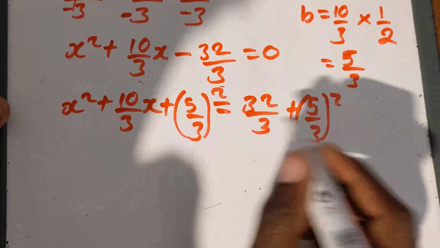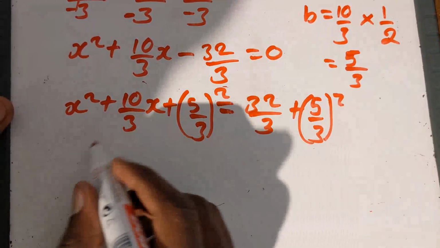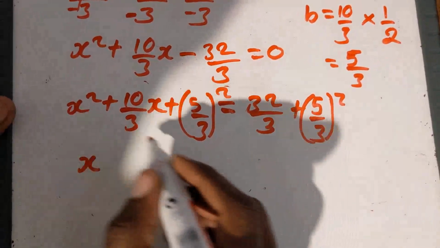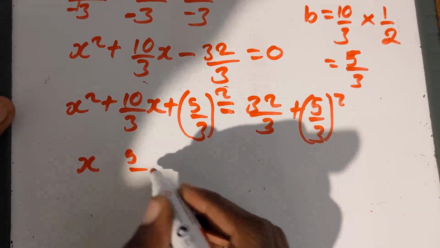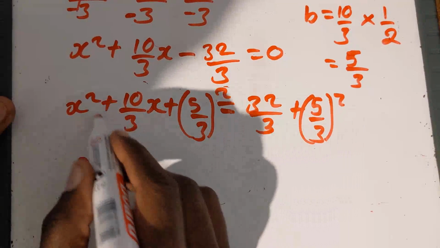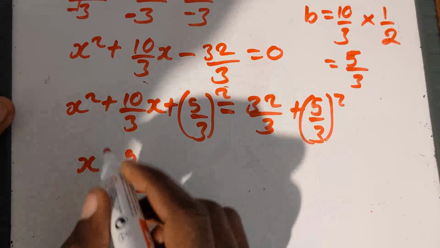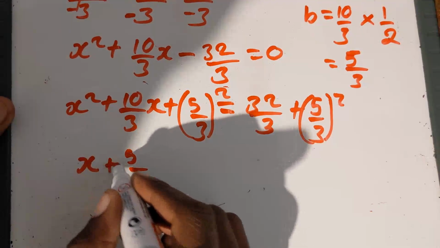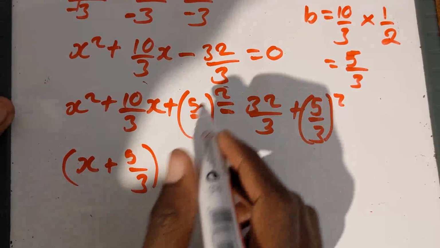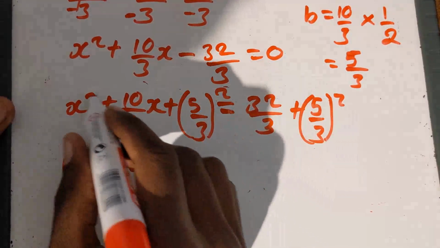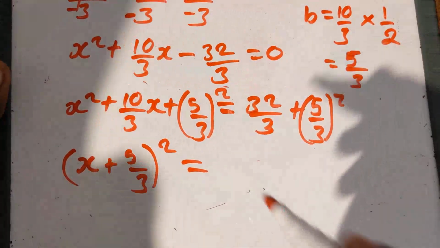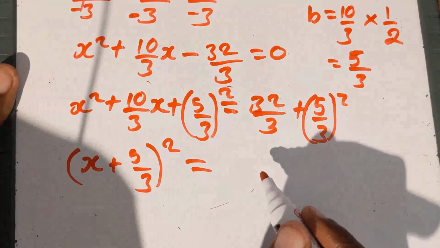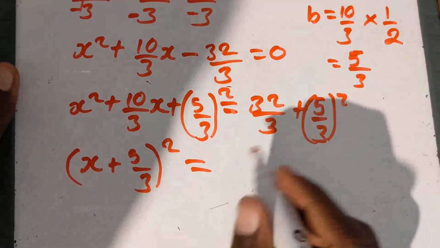So from here now you get those that are squared, so that is x, then that is 5 over 3. Then you get the sign of b and forget b. So the sign of b is positive. Then you get the square there. You put it like this, equal sign. I'm sure you've understood that. So that's why I'm solving it this way.